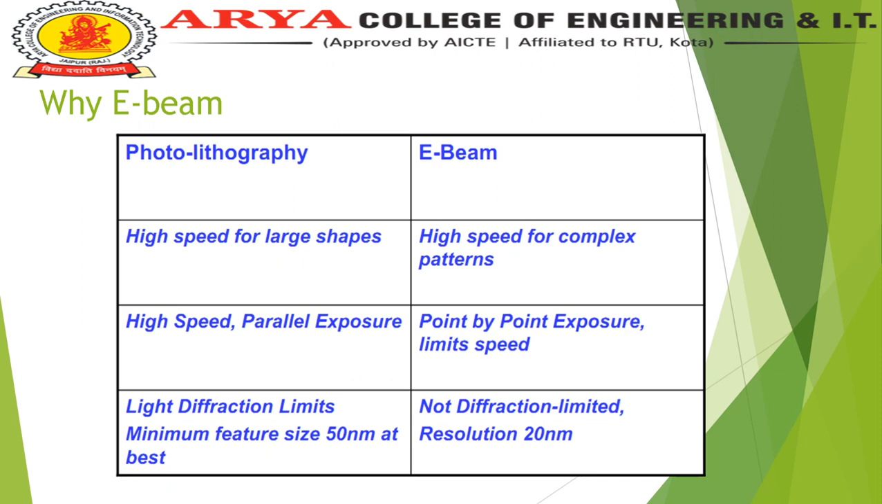So what is the difference between photolithography and electron beam lithography? In photolithography we see high speed for large shapes. For complex patterns we require a high electron beam. Photolithography has parallel exposure, while point by point exposure limits speed. Light diffraction limits the minimum feature size to 50 nanometers at best. Electron beam is not diffraction limited, and its resolution is 20 nanometers, so we can easily use electron beam. This is the basic difference between photolithography and electron beam.